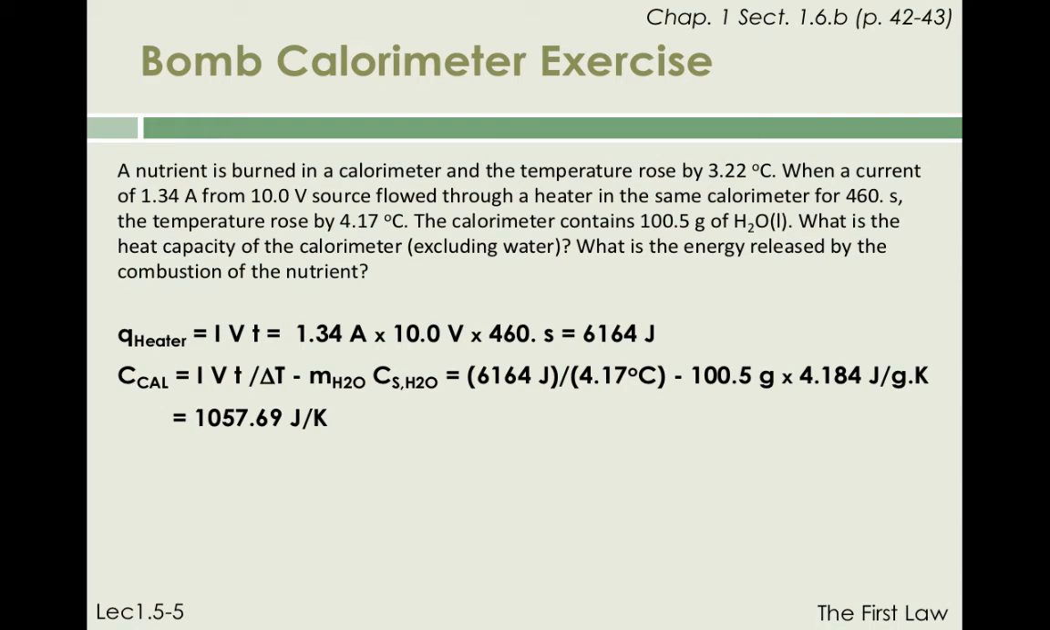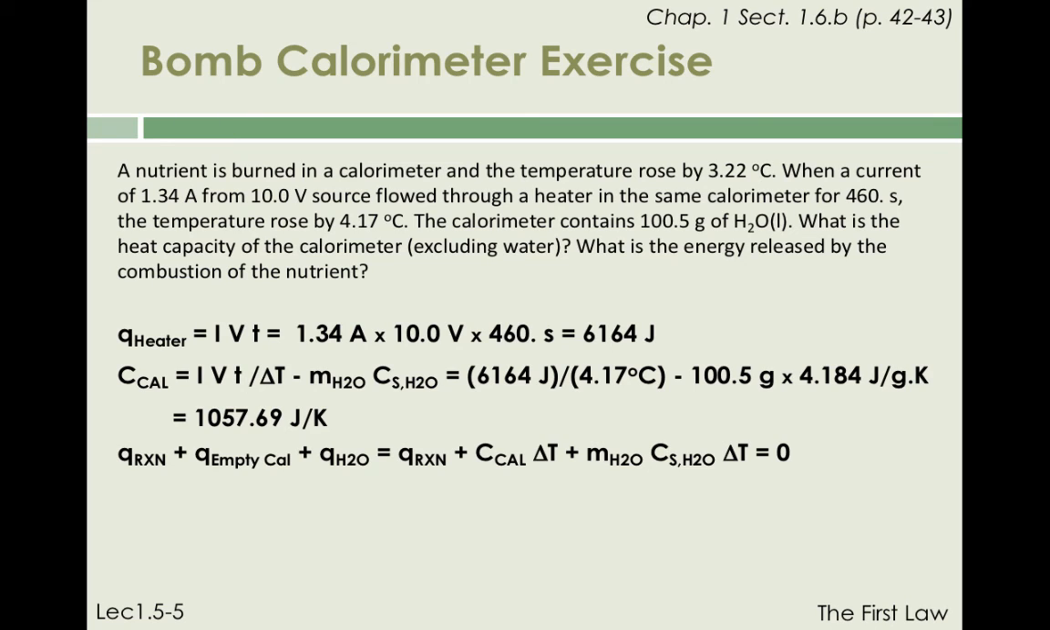Now we know the heat capacity of the empty calorimeter, so we can use that information to find Q reaction. We write Q reaction plus Q empty calorimeter plus Q water equals 0, since we have an adiabatic process. We substitute Q empty calorimeter by Ccal times delta T and Q water by mass of water times the specific heat capacity of water times delta T.